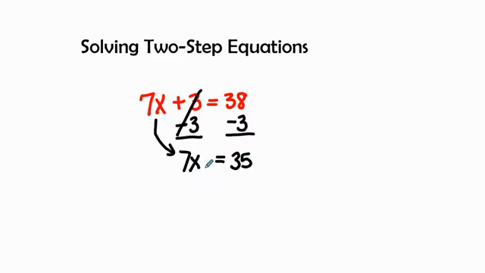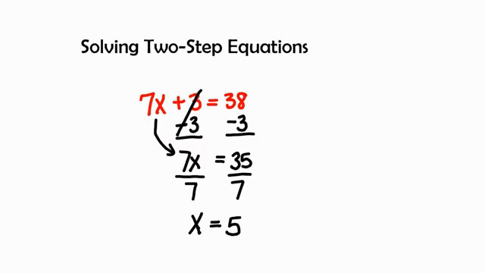The x is still not by itself, so I need to see how the 7 is attached. Well, the 7 is attached by 7 times x. And with the 7 times x, the inverse operation is division. So I'm going to divide both sides by 7. Now 7 divided by 7 is 1, which leaves me x by itself with 1x equals, and then 35 divided by 7 is 5.